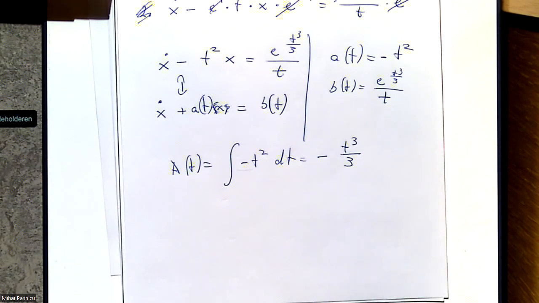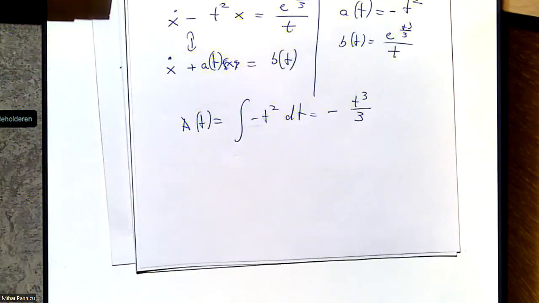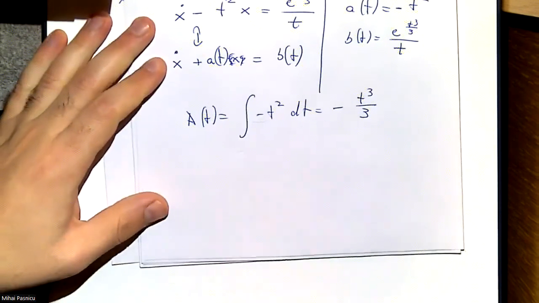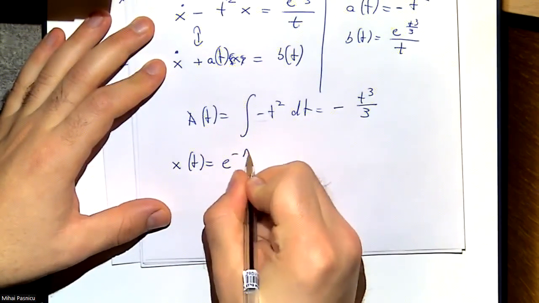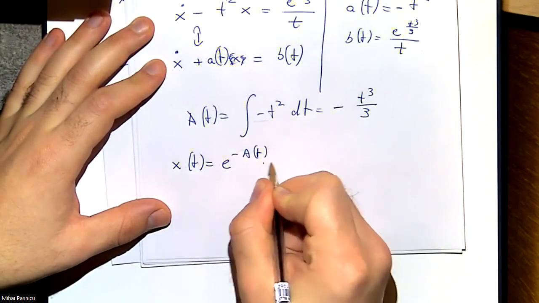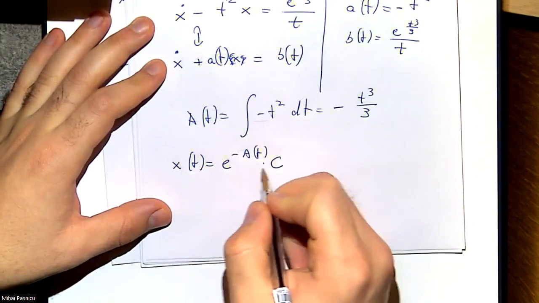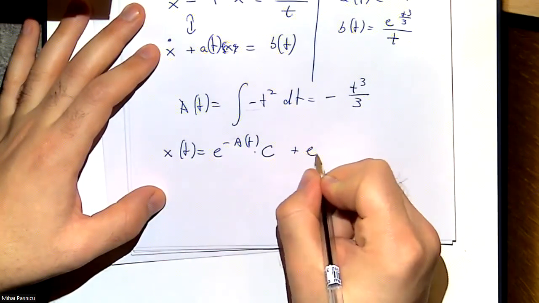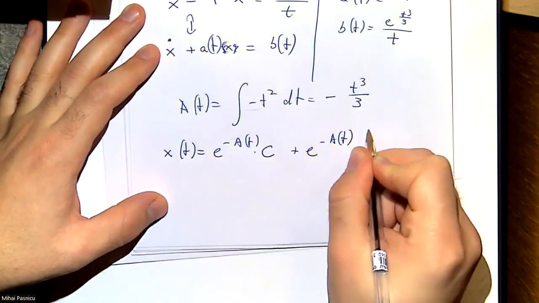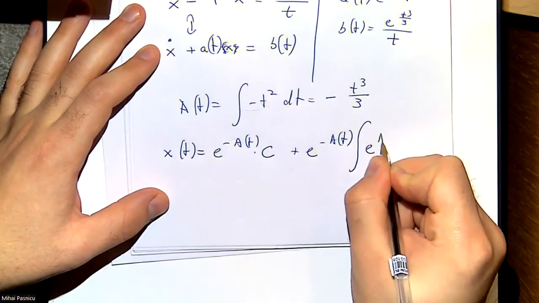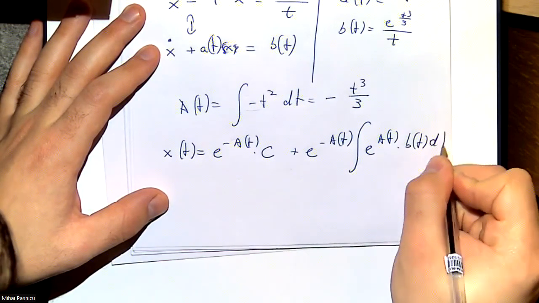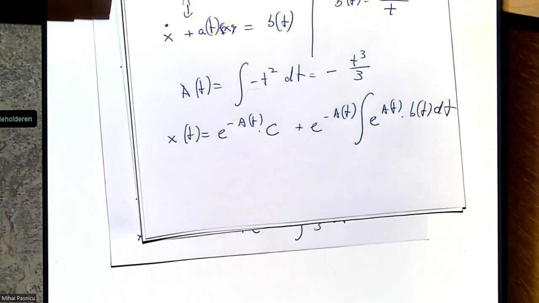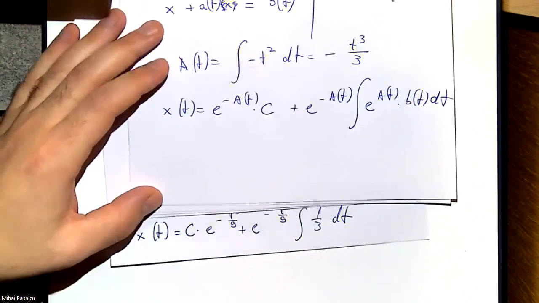Fine? Fine. Now, you have computed A. We stick to the next step, plug in the formula. I'll write the formula again: x(t) equals e to the minus A(t) times a constant, plus e to the A(t) times the integral of e to the minus A(t) times B(t) dt. Correct? Correct. Now let's see what we get.